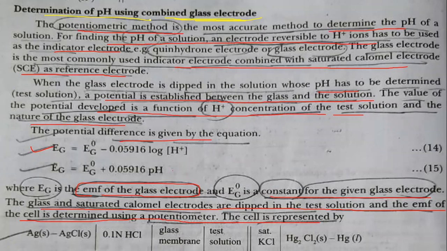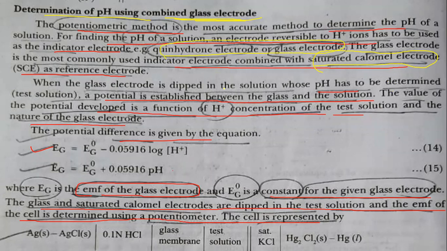The glass electrode is the most commonly used indicator electrode, combined with the saturated calomel electrode as a reference electrode. For your kind information, remember this saturated calomel electrode is a secondary reference electrode, and the quinhydrone electrode or glass electrodes are the indicator electrodes.